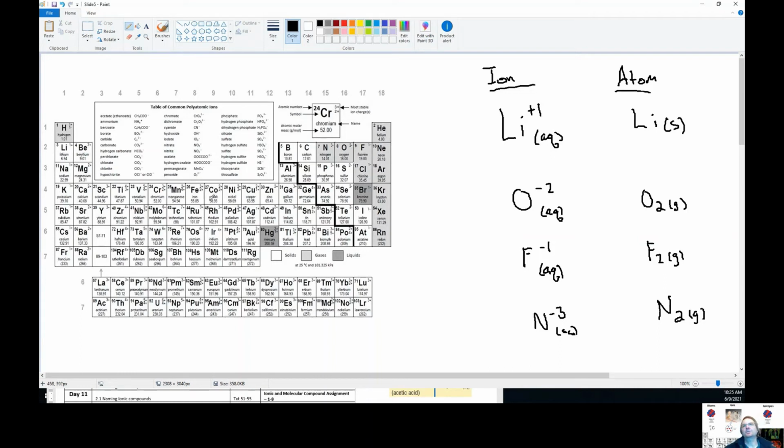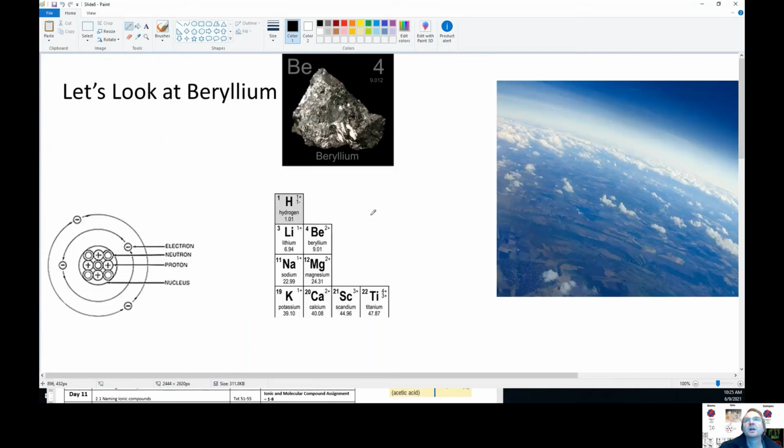We're going to look at isotopes. We've looked at ions. Ions, again, are atoms that have lost or gained electrons. Isotopes have a different number of neutrons. So let's look at isotopes. We're going to look at a specific one here first. We're first going to talk about the beryllium atom. This is beryllium. It's on your periodic table, number 4.